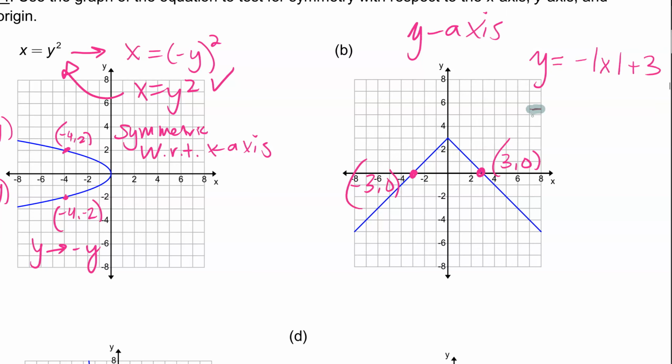Oh wait, no, I'm sorry. Plug in negative x. For the y-axis, you plug in negative x for x. So I'm plugging in negative x for x. What does the absolute value sign do? It makes it positive, and then I multiply by negative 1. I get the same thing. It's the same graph. Wonderful.